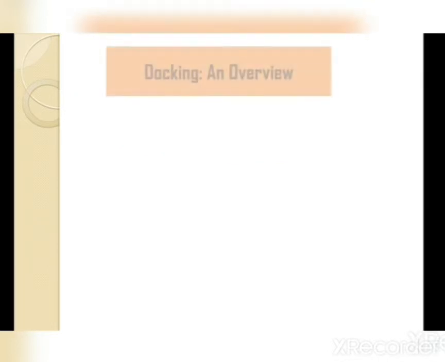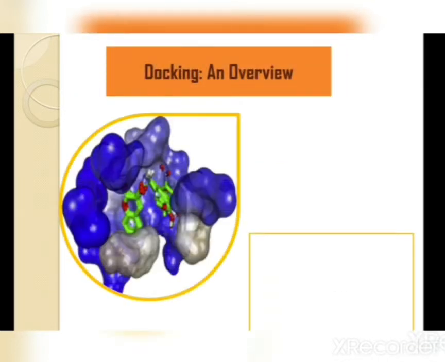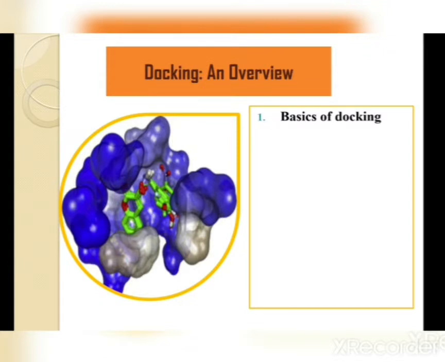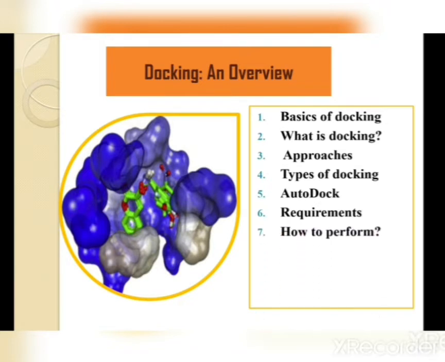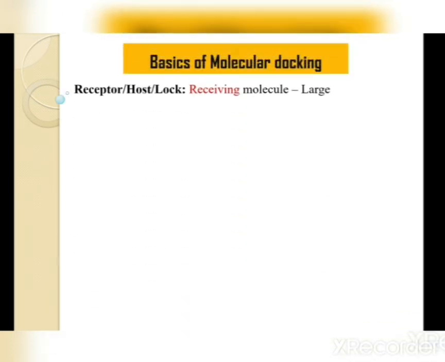Now, molecular docking: an overview. First we are going to understand the basics of molecular docking. What is docking? Approaches for docking. Types of docking. Autodock. Autodock is a software where we can perform molecular docking. So we are going to understand Autodock. What are the requirements for Autodock? How to perform molecular docking in Autodock? Conclusion and references. Now let's see the basics of docking.